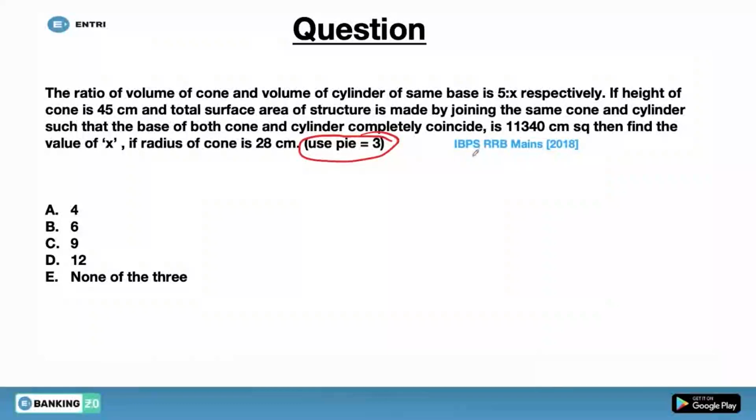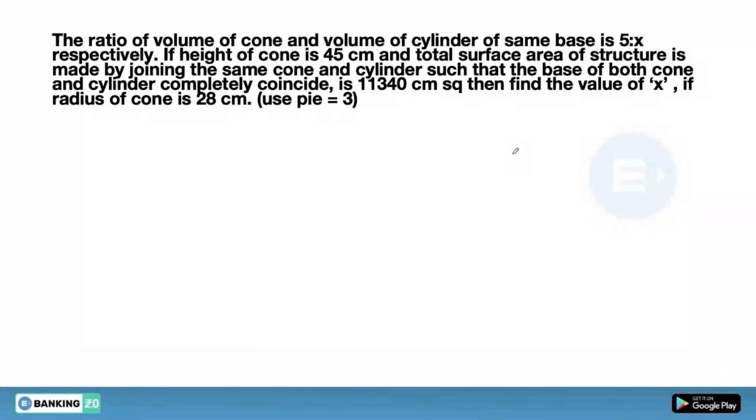So let's solve this RRB mains question. The first thing that we are given is the ratio of the volume of the cone and the volume of the cylinder of the same base is 5:x. Now, what is the volume of cone? We clearly know that it is 1 by 3 pi r square h. I am taking small h for the cone and capital H for the cylinder. So, the ratio of cone to cylinder, what is the formula for cylinder? It's pi r square H. The ratio given is 5:x.